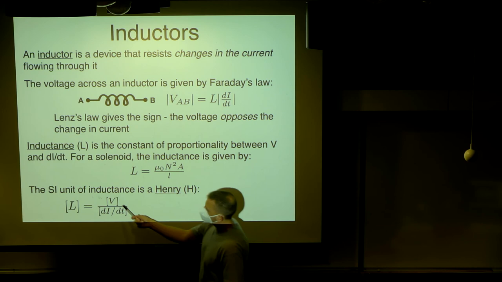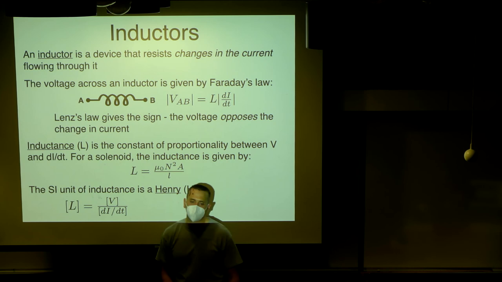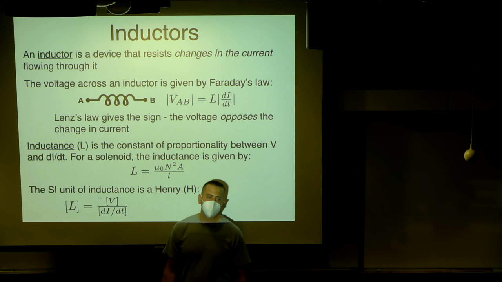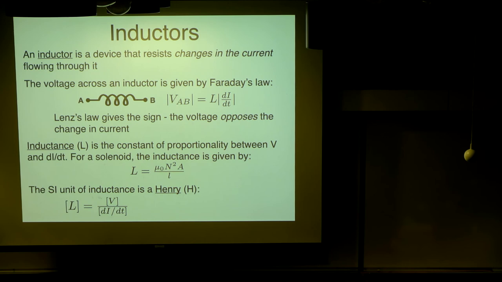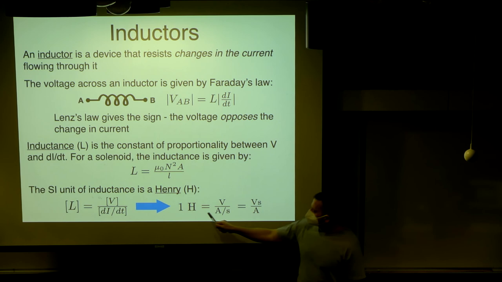voltage, what are the units? That should be very obvious. Volts, and then what's the unit for di/dt? Amps per second. Yeah, because I has units of amps, and then if we take a derivative of that, we divide by a unit of time, which is seconds. Okay, so the unit for inductance is a volt divided by an amp per second. Or if you want to clean that up a little, you can write that as a volt times a second divided by an amp. That's the definition of a Henry, which is our SI unit of inductance.